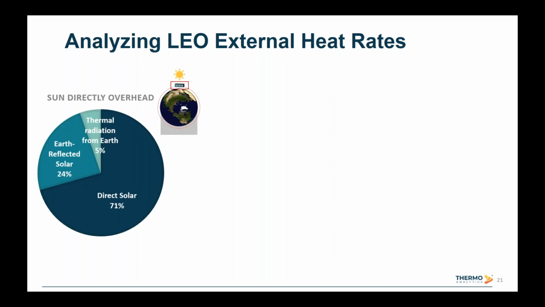Taking a look at the energy balance at different points of the satellite's path around the Earth, we see that when the sun is directly overhead, in line with the satellite and the Earth as depicted with that small graphic, direct solar is going to dominate the energy balance, followed by the Earth reflected solar, and then the thermal radiation making up only about 5% of that energy balance.